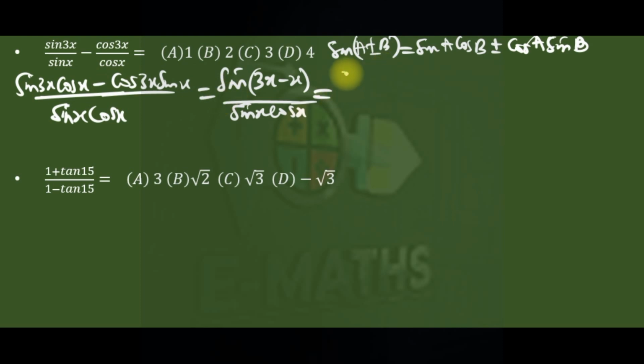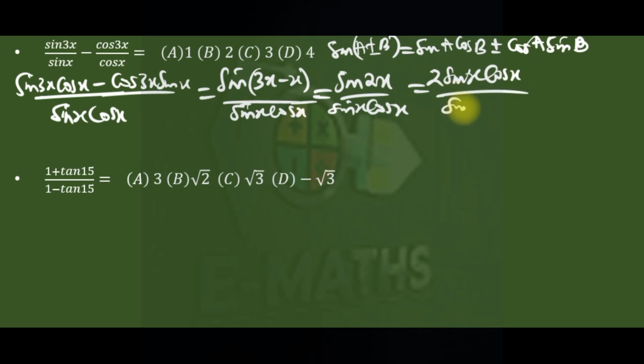So I have sine 2x over sine x cos x. Again, from our double angle identity, sine 2x is 2 sine x cos x, over sine x cos x. So revise all this before you solve the questions. So the answer is 2, which is option B.